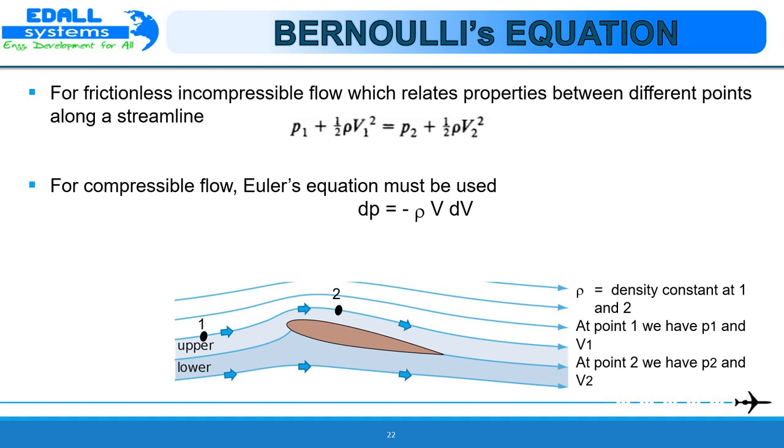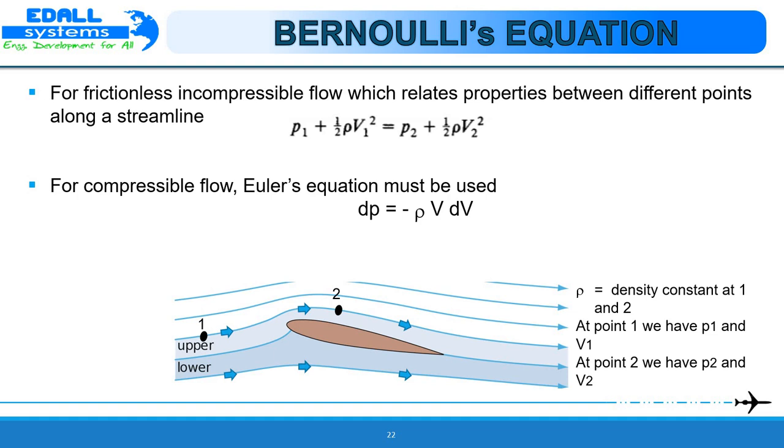Bernoulli's equation is one of the most fundamental equations in fluid mechanics. The equation we use holds only for inviscid, that is, frictionless, incompressible flow. The equations for compressible and incompressible flow, where rho is variable and constant, relate properties between different points along the streamline. For compressible flow, the equation dp is equal to minus rho v dV must be used with rho treated as a variable. Bernoulli's equation must not be used for compressible flow.